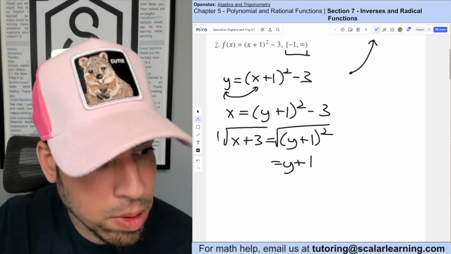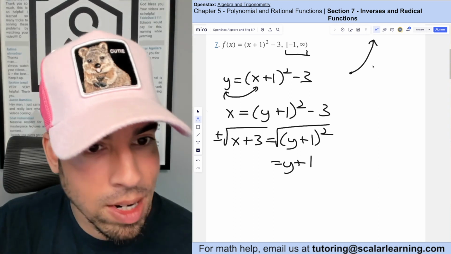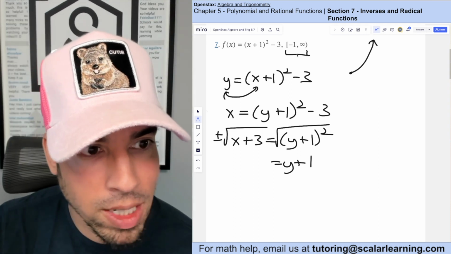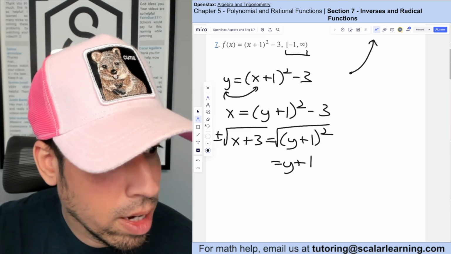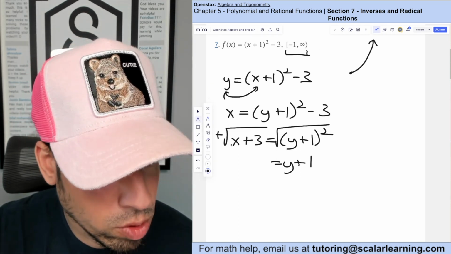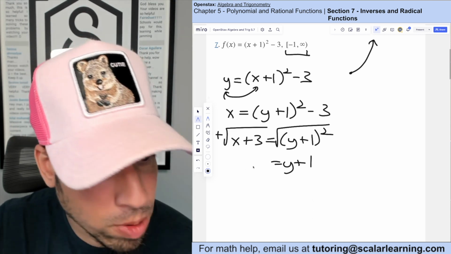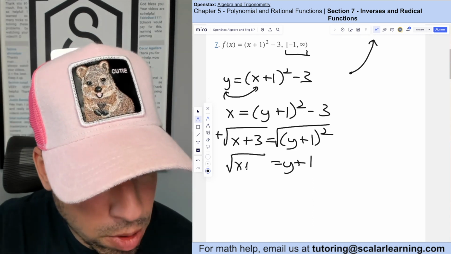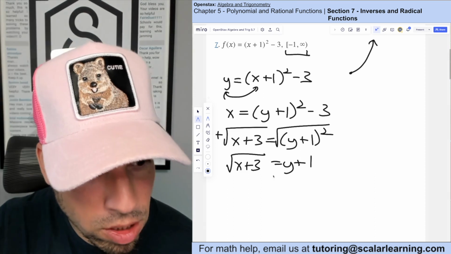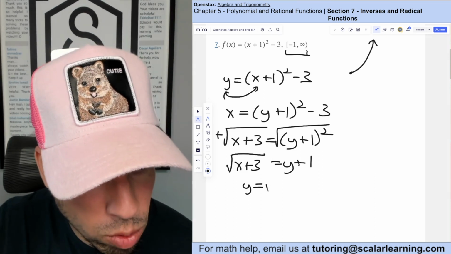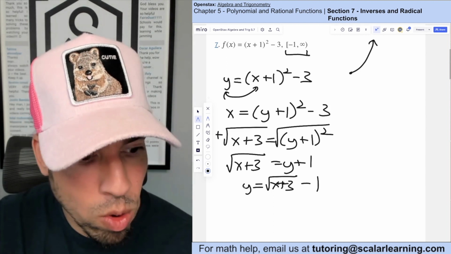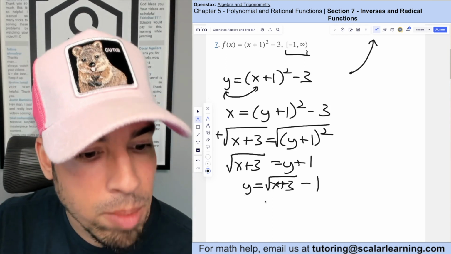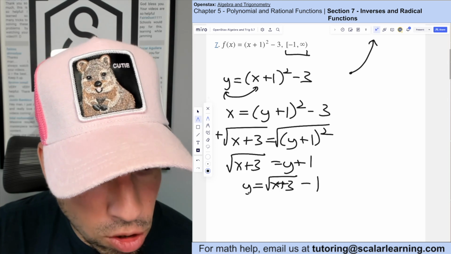Now again, this should be a plus or minus situation, but as we specified, because we've already restricted the domain to the right side of the vertex here, going from negative 1 to infinity, I only have to take this positive root. I don't have to worry about the negative side. So now I have y plus 1 equals the square root of x plus 3. And then the last step, we're going to subtract 1 from both sides. y equals the square root of x plus 3, minus 1. Notice how I switched it so the y is on the left side. It's arbitrary. But then the last step is we're going to write it in our correct notation.